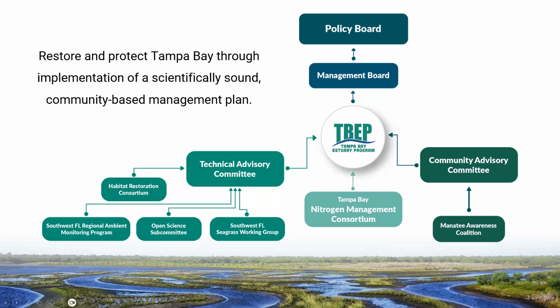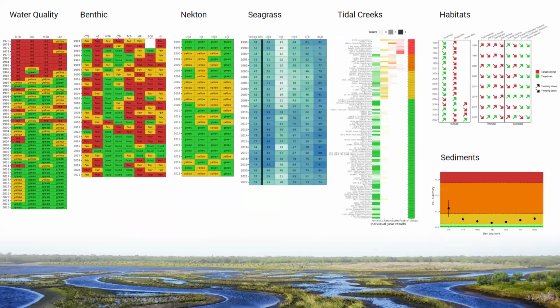Of course, we are working with a lot of people, and to support this work, we have a lot of different indicators that report on status and trends of different aspects of bay health. So this is just a snapshot of some of our existing indicators related to water quality, benthic health, fisheries health, seagrass, tidal creeks, habitats in the watershed, and bay sediments.